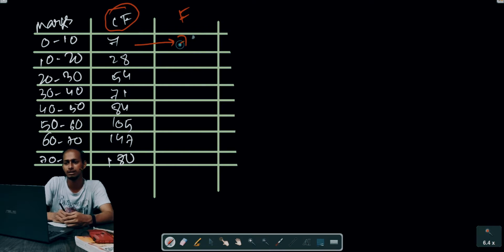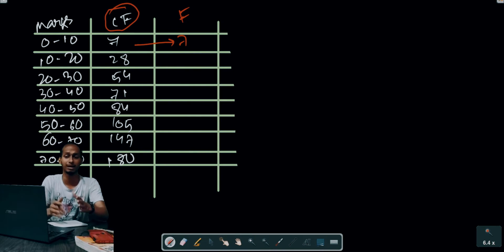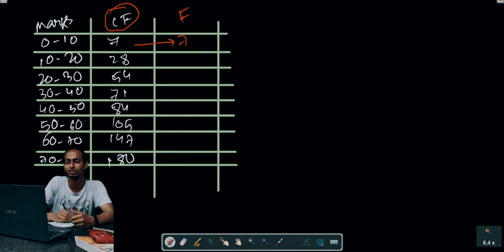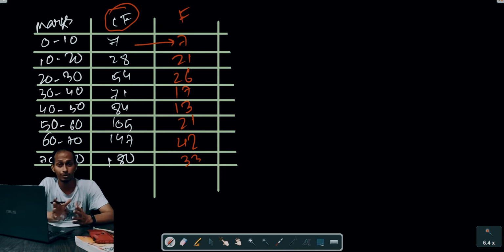The first term in the cumulative frequency stays the same as it is, and then we subtract the previous term: 28 minus 7 is 21, and 54 minus 28 is 26. Then 71 minus 54 is 17. 84 minus 71 is 13. 105 minus 84 is 21. 147 minus 105 is 42, and then 180 minus 147 is 33, right? In this way we can get the frequency, but we don't need the frequency.